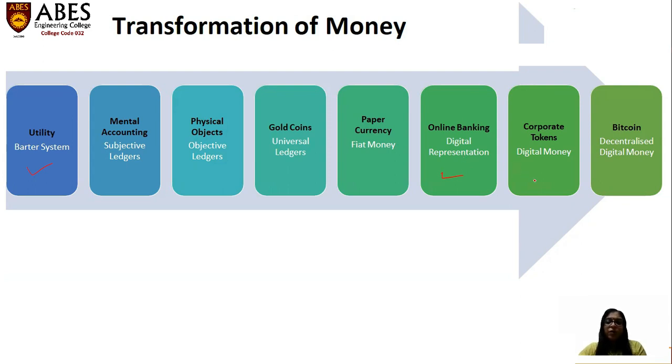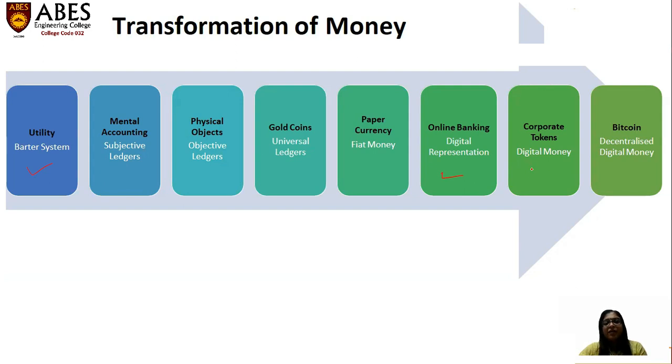Next is the corporate token. Think of it like this: McDonald's has its own token. Suppose I have 10 tokens for McDonald's. I can buy something with these tokens, but only from McDonald's. Suppose I have some tokens from XYZ company, so I can buy things only from this XYZ company because I have the token from only this company. These are corporate tokens.